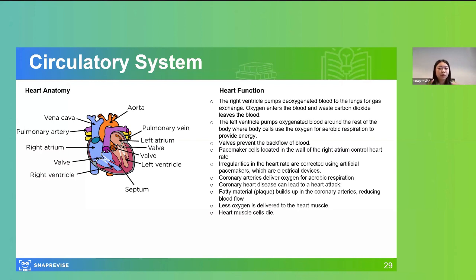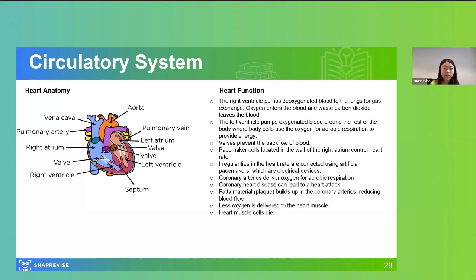That is the pathway of blood through the heart. For valves, you can see on the left, you have valves between the atrium and the ventricles. The point of the valves is to stop the backflow of blood, so it stops blood from going the incorrect direction.